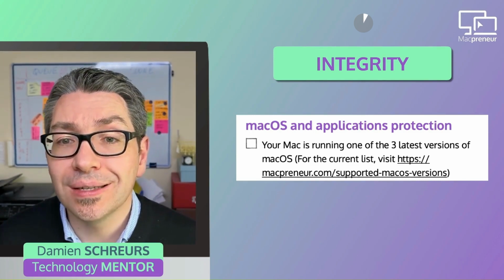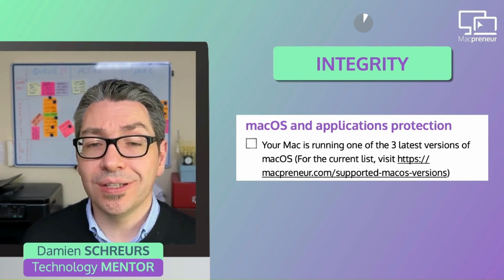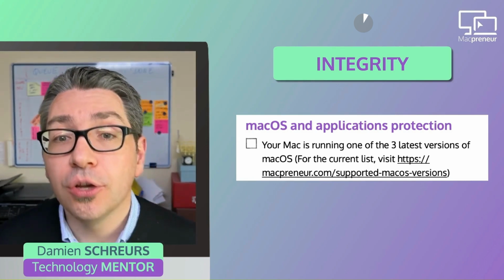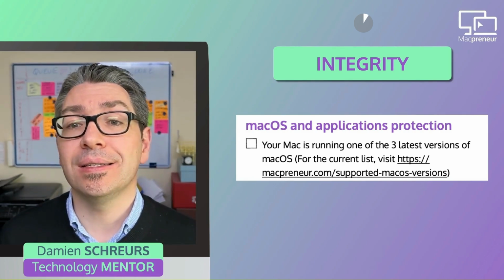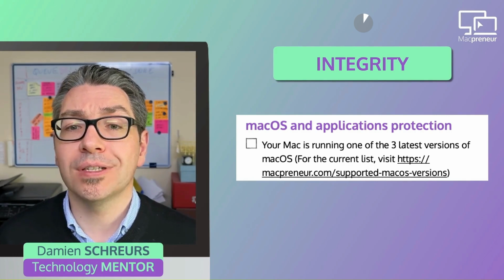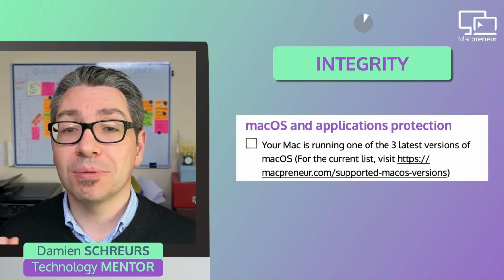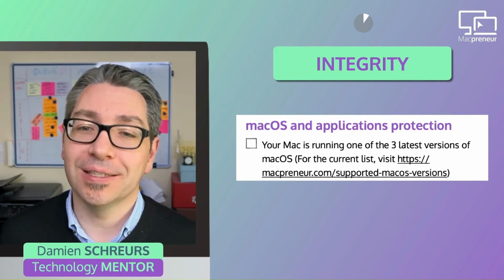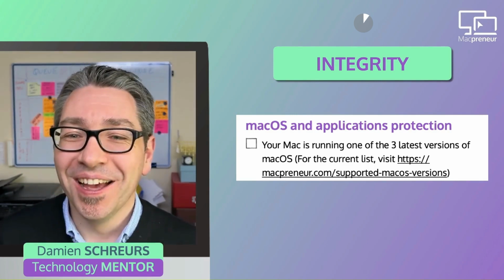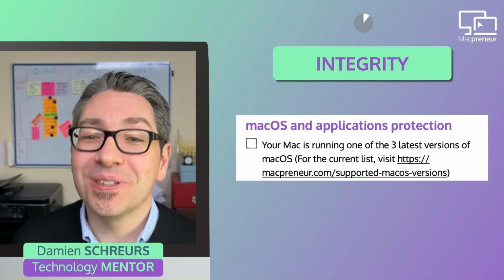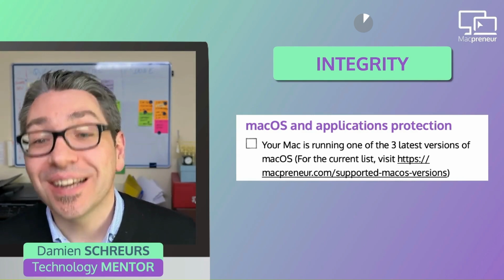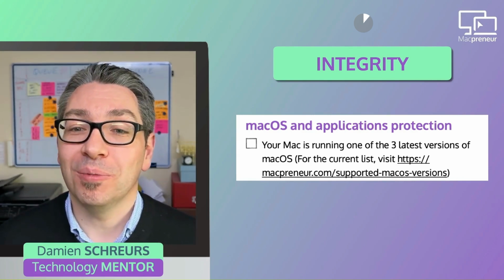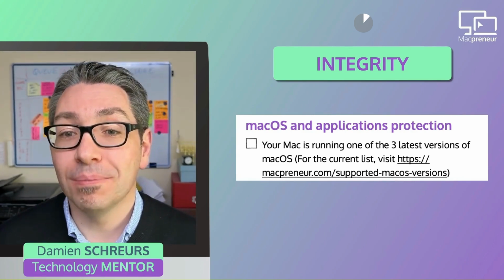But if you're listening or watching this episode in 2025 or beyond, you can check the updated list at macpreneur.com/supported-macOS-versions. Yes, I will put a link in the show notes. Now, to see which version is currently running on your Mac, just click on the Apple menu in the top left corner, then on About this Mac.